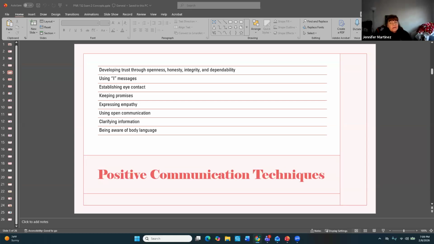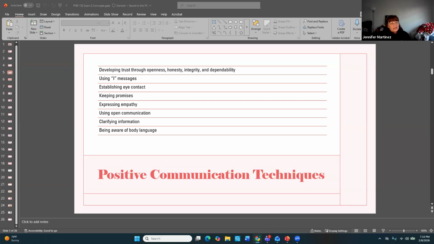Expressing empathy. Empathy is the ability to understand and appreciate what someone is feeling without expressing that feeling itself, right? So being very careful. We want to express empathy with our clients. We don't want to be sympathetic with our clients, right? Because we don't want them to feel sorry. Nobody wants us to feel sorry for them, but they do want us to understand what they're going through.